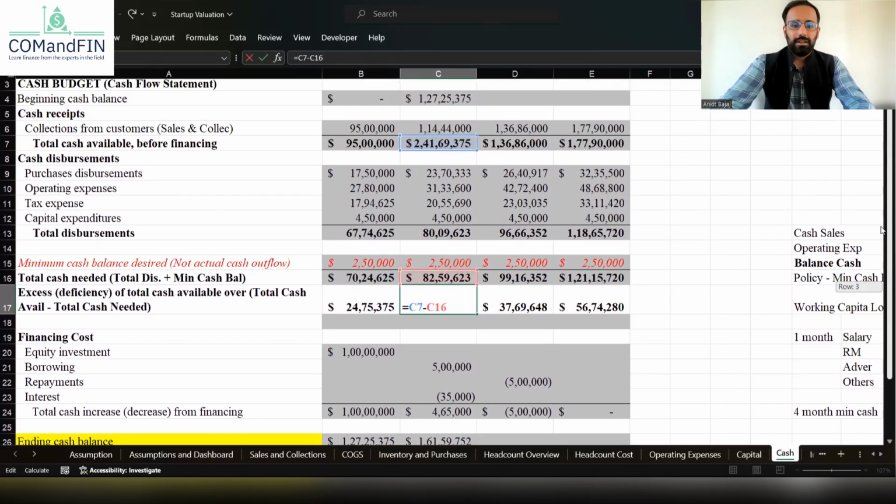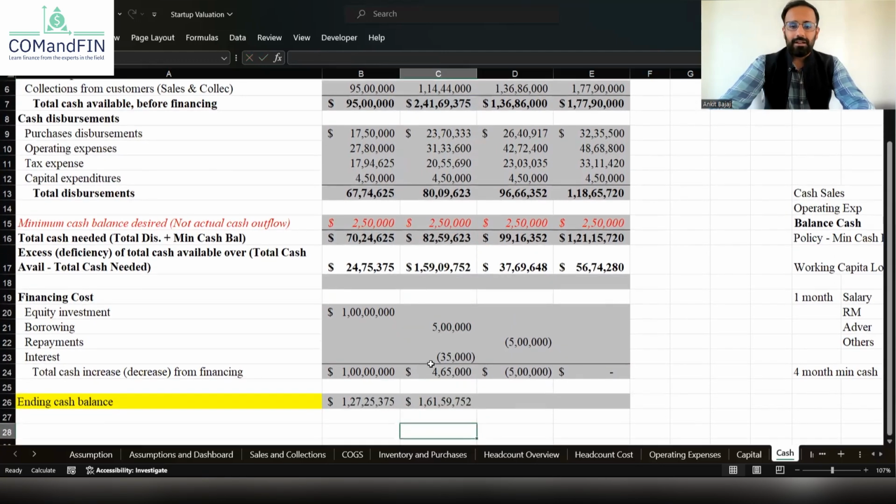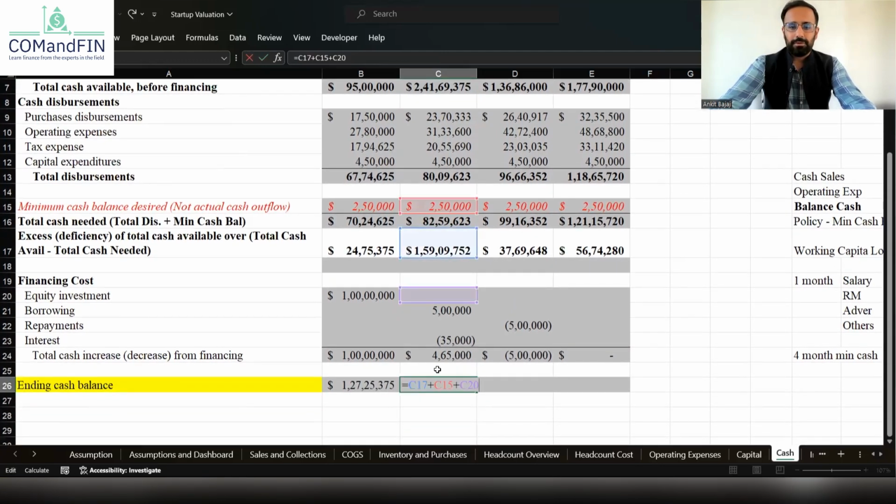How have we calculated this? Here we have taken the cash available before financing, and we have subtracted the total cash needed from it. So we got the excess cash. The excess cash is 1 crore 59 lakh, right? And here we have adjusted this amount.